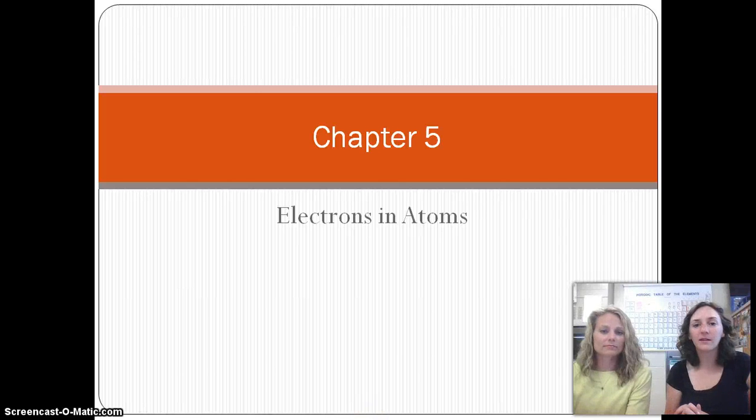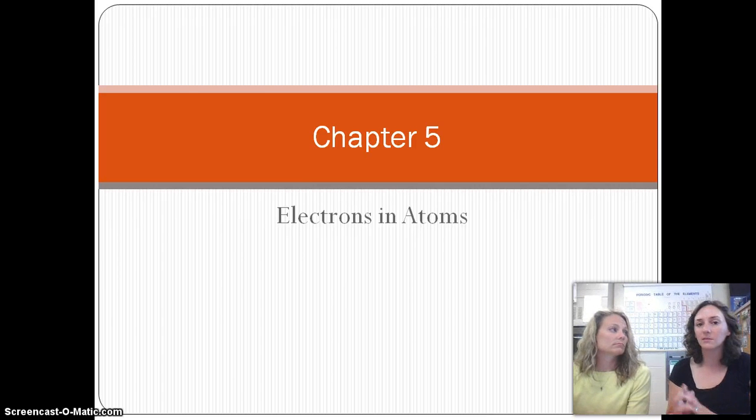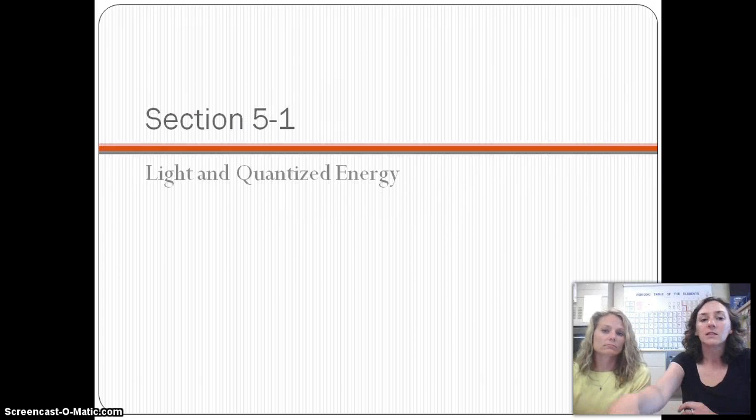Okay, we talked about in chapter 4, structure of the atom. Now in chapter 5, we're focusing on the electrons. But we are going to take a little bit of a departure and talk about light and waves first. So it's a little bit different than what we're doing, but in the end, it will all tie together. So the first section is light and quantized energy.